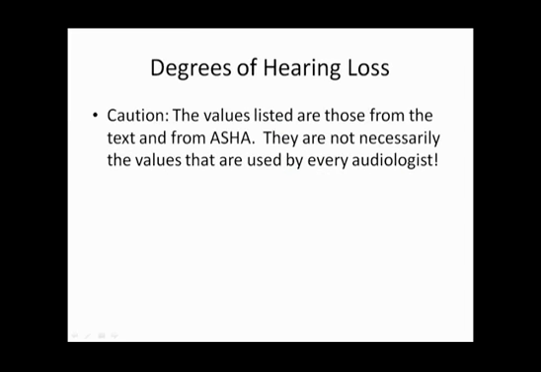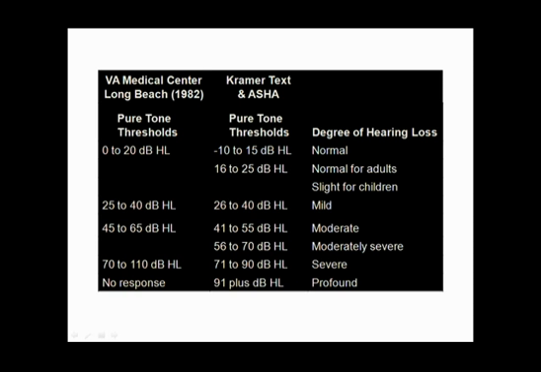Caution, the values listed are those from the text and from ASHA. They are not necessarily the values that are used by every audiologist. For example, the VA Medical Center in 1982 had these ranges for the degree of loss. And in the Kramer text, these are the ranges for the degree of loss. And notice that while they're similar, they can be a little bit different.